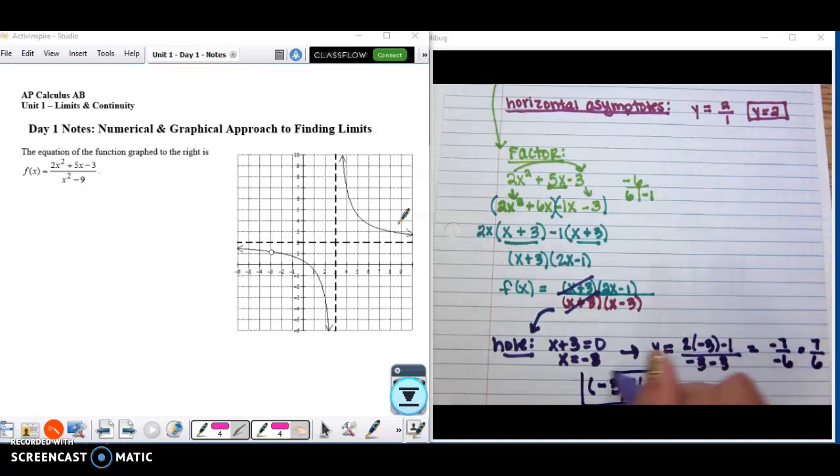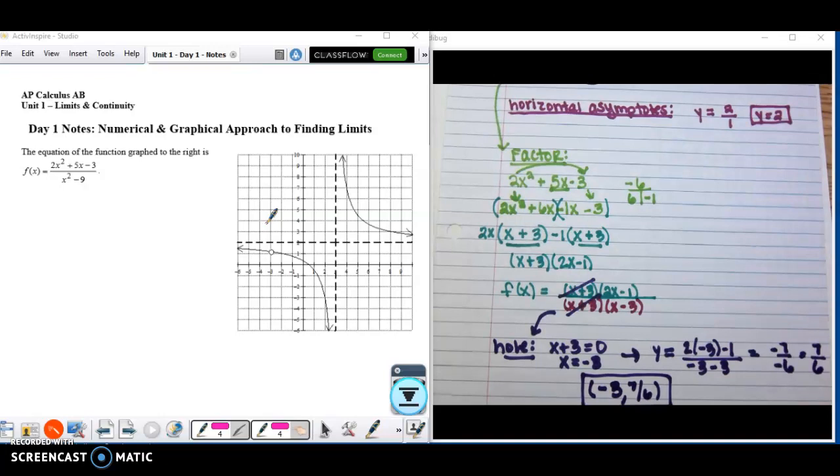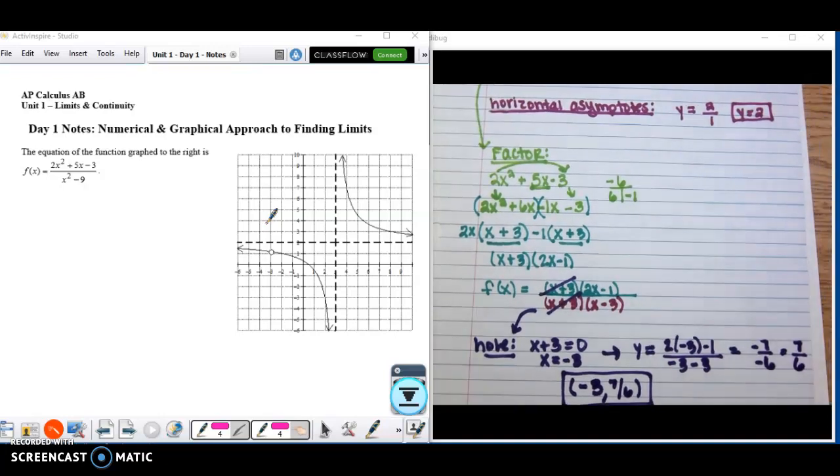Alright, so let's check out our graph and make sure that's true. So if you look over here, we do have a hole. It is at negative 3, and 7 over 6 is a little over 1, which is where that hole is. So when you factor, the hole is what you cross out, and to get the y value, you plug it into what was left. Alright, so next we need to get the vertical asymptote.